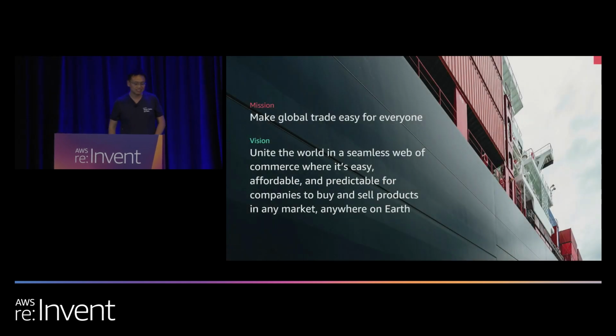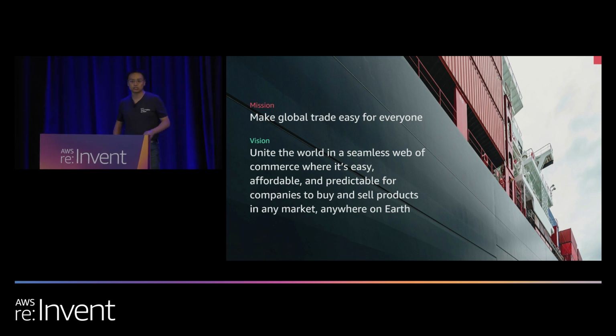Okay, so first let's talk about Flexport and the freight forwarder industry. Our mission is to make global trade easy for everyone. And first, let me ask everyone a question. How many of you have heard about freight forwarders? Raise your hand. Oh, surprisingly, most people don't know about this industry. Actually, all our engineers, before they join the company, have zero clue about what logistics is, what a freight forwarder is, but it is a huge market, okay?